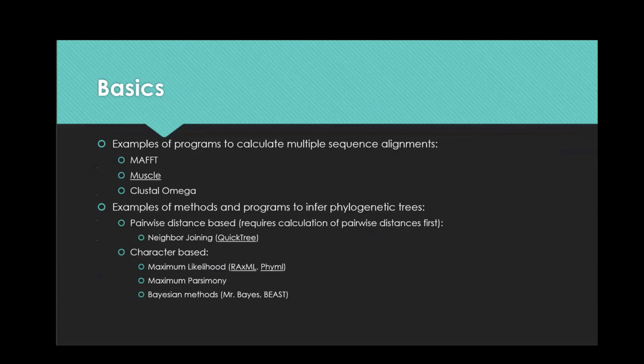On one hand, you can build trees based on pairwise distances, which means you have to calculate the pairwise distances first. And here the most well-known method is neighbor joining, which has been implemented in ViPR in the form of QuickTree. And then the more accurate methods are the character-based ones, maximum likelihood, maximum parsimony, and Bayesian methods. And here ViPR offers RAxML and PhyML as examples of maximum likelihood-based methods.